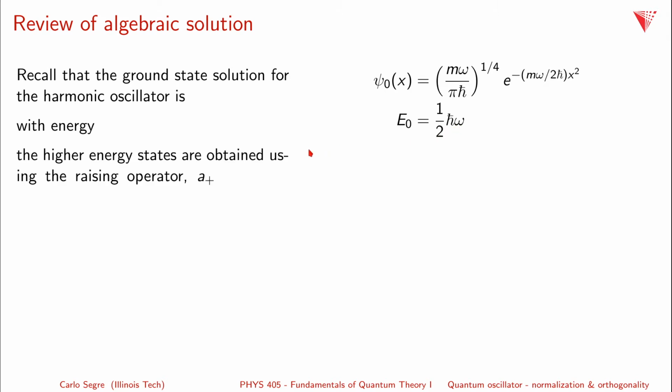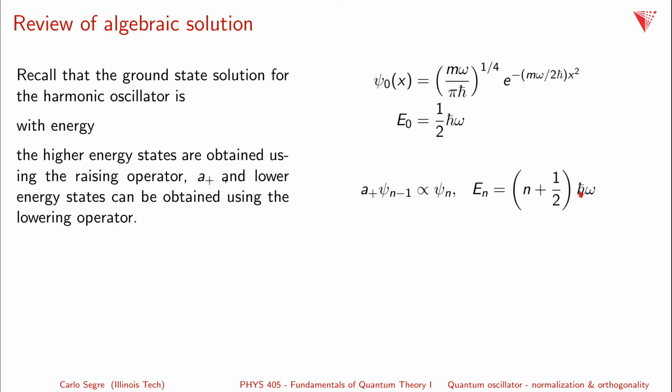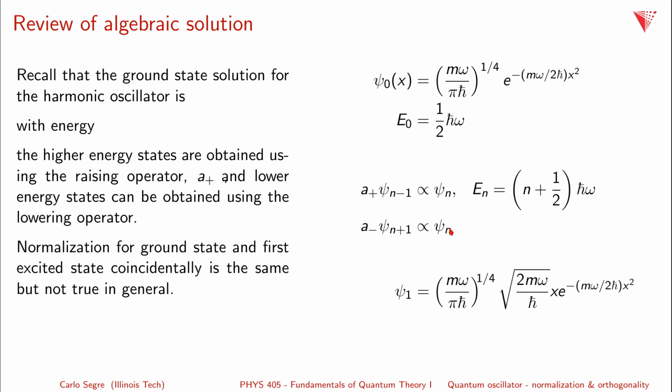The higher energy states you can get by using the raising operator a plus. And so you apply a plus to psi n, and you get something that's proportional to psi n plus 1. We don't know that proportionality constant yet. And then E sub n, the energy of the nth state, is n plus 1/2 times h bar omega. And we can lower energy states by using the lowering operator, a minus. So a minus applied to psi n plus 1 gives you psi n, and it lowers the energy as well.